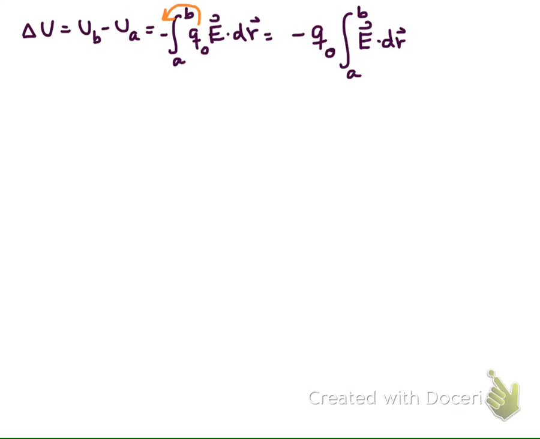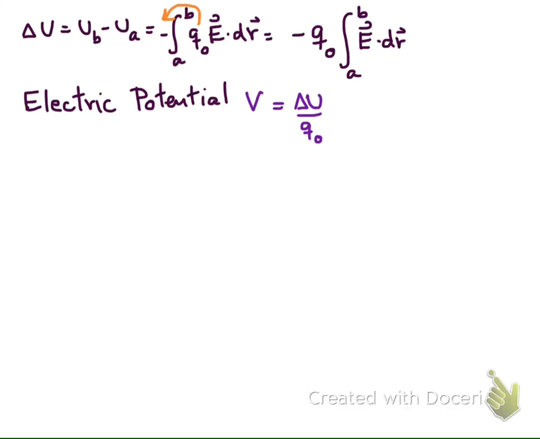Now we will define a new quantity. We call this the electric potential, which is different from electric potential energy. This is just the electric potential. We define this quantity V, which is equal to delta U over Q0, which is equal to minus the integration from A to B of E dot dr. This is the definition of electric potential.